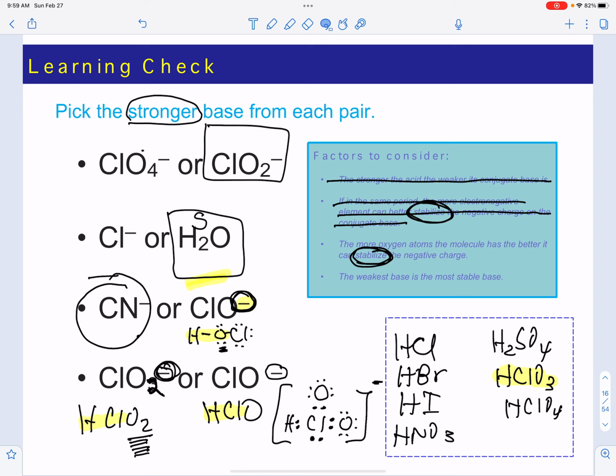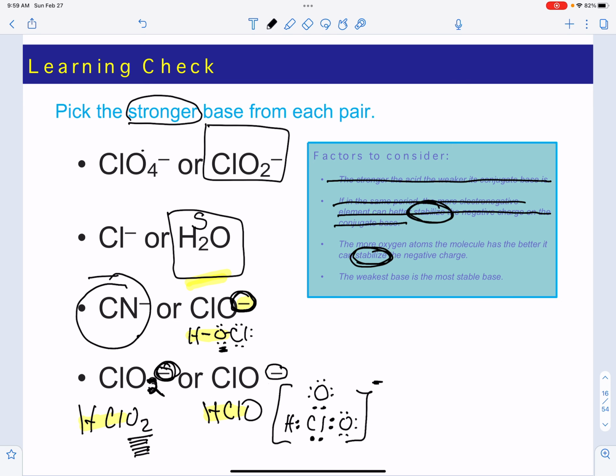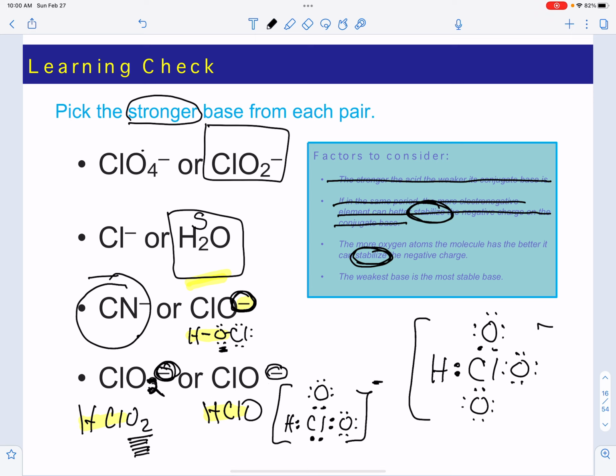The other one will look like this. You're going to have chlorine again. Hydrogen brings an electron, chlorine brings another one. The oxygen brings 6 electrons. Another oxygen brings 6 more electrons, and another oxygen brings 6 more electrons, and we put the negative charge there. And that will be that one there.